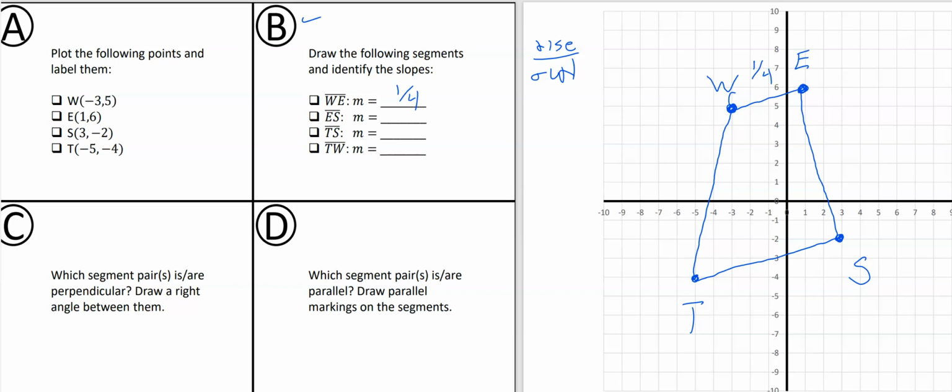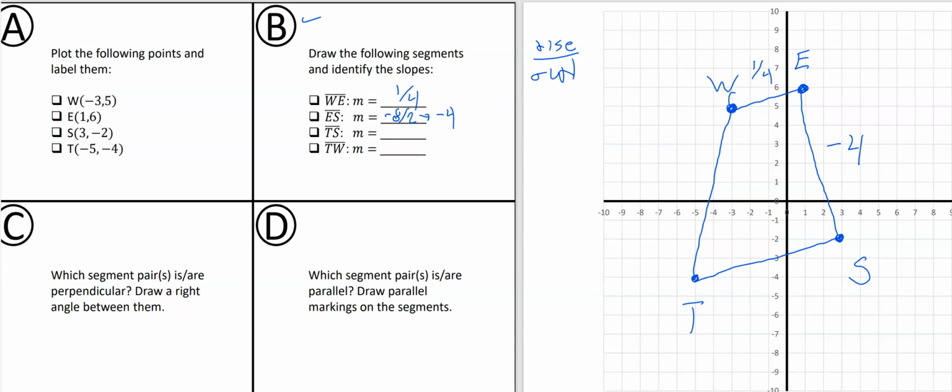And then ES, well, this ES is going down, right? So it's going to be a negative. The question is negative what? Well, it's going to go down, see, 6, 7, 8, down 8 and over 2. So -8 over 2, which is really -4, right? So this has a slope of -4.